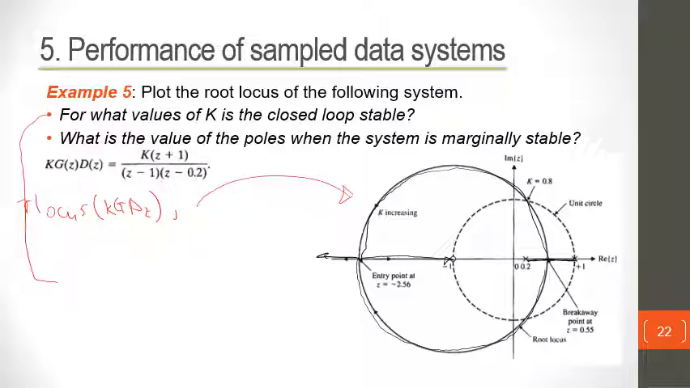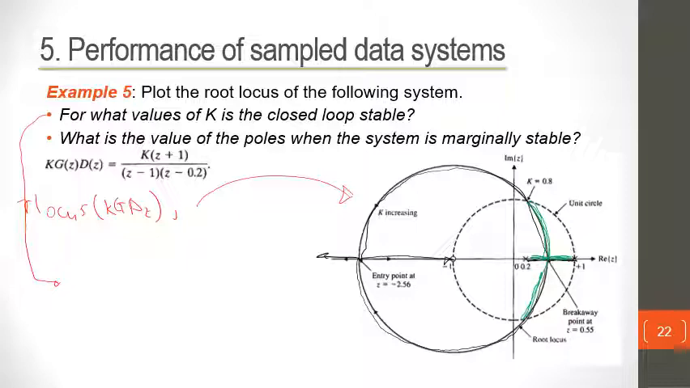The question is to find the values of k for which the system is stable. So we can see here that the system is stable from this, let me do that in green, the system is stable from this region to here, only up to here and here.